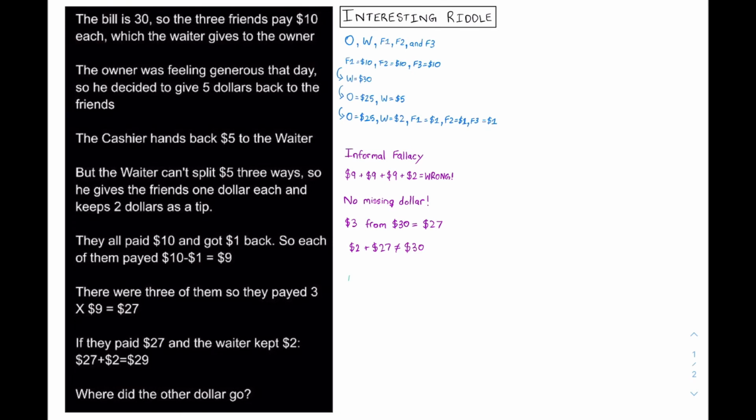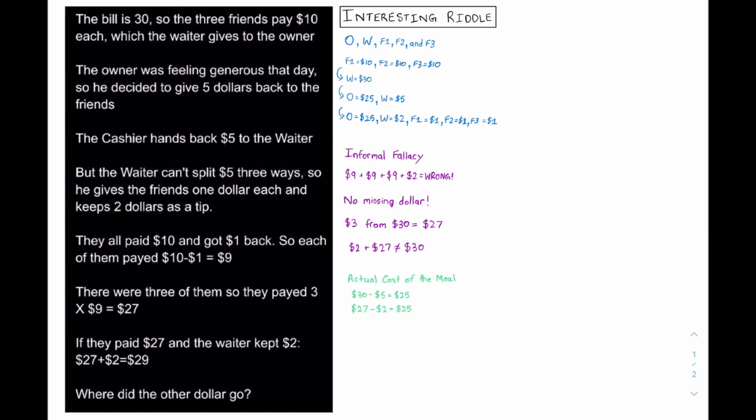Also, if you think about it, what was the actual cost of the meal? Well, originally it was $30, but the owner gave back $5, which meant that the actual cost of the meal was $25. Now, if you add up the three $9 from the friends, you get $27. And if you take out the tip of $2 that the waiter kept, once again, you get $25. Which means that the $27 and the $2 signify the actual cost of the meal when you subtract the $2 tip from the money that the friends paid.